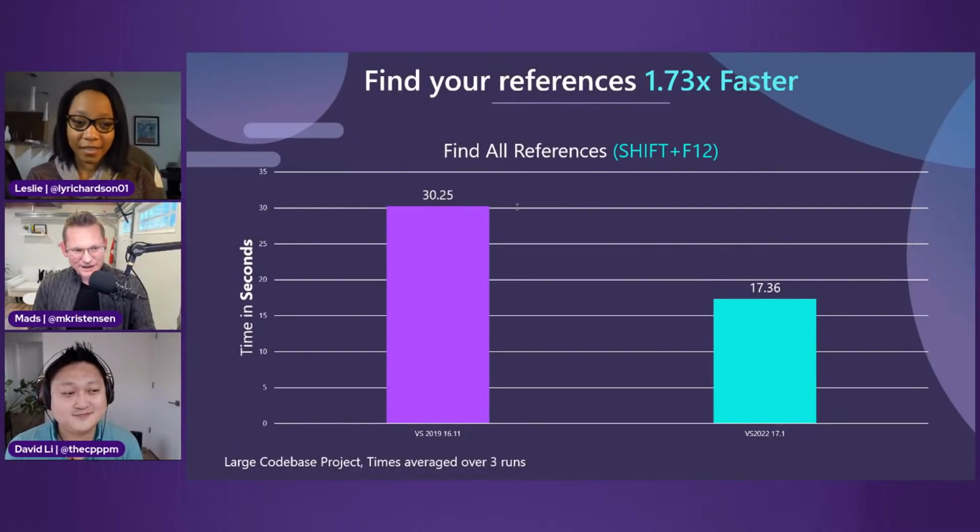Am I right in guessing that this is because the index that powers both find references and IntelliSense is the same index, and you've improved on that? Is that sort of the underlying change? Yeah, that is one of the few underlying changes that is shared. So time to IntelliSense does affect finding references.